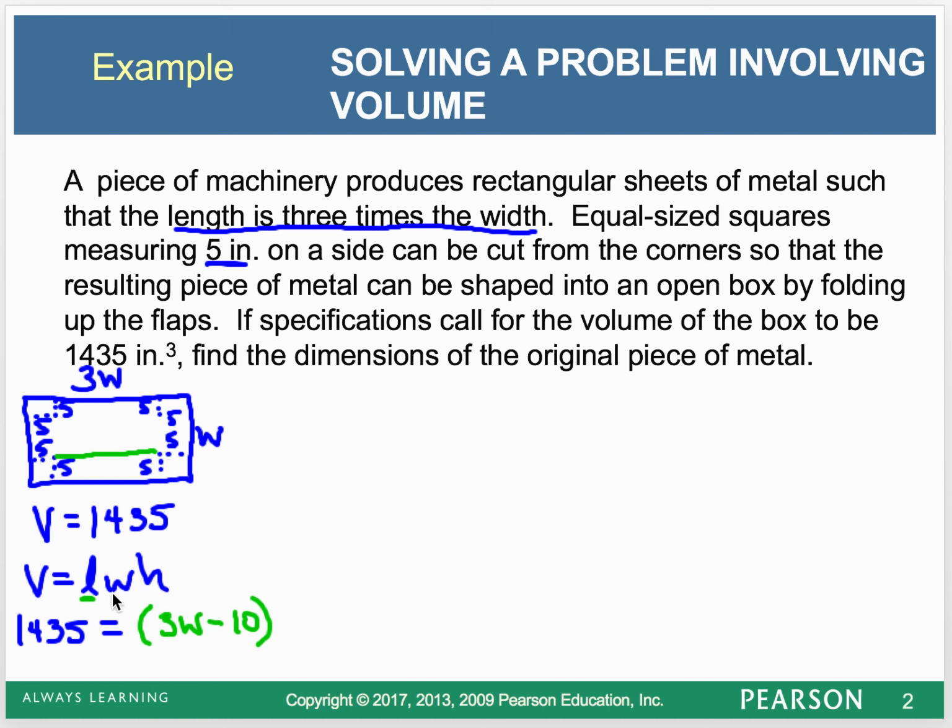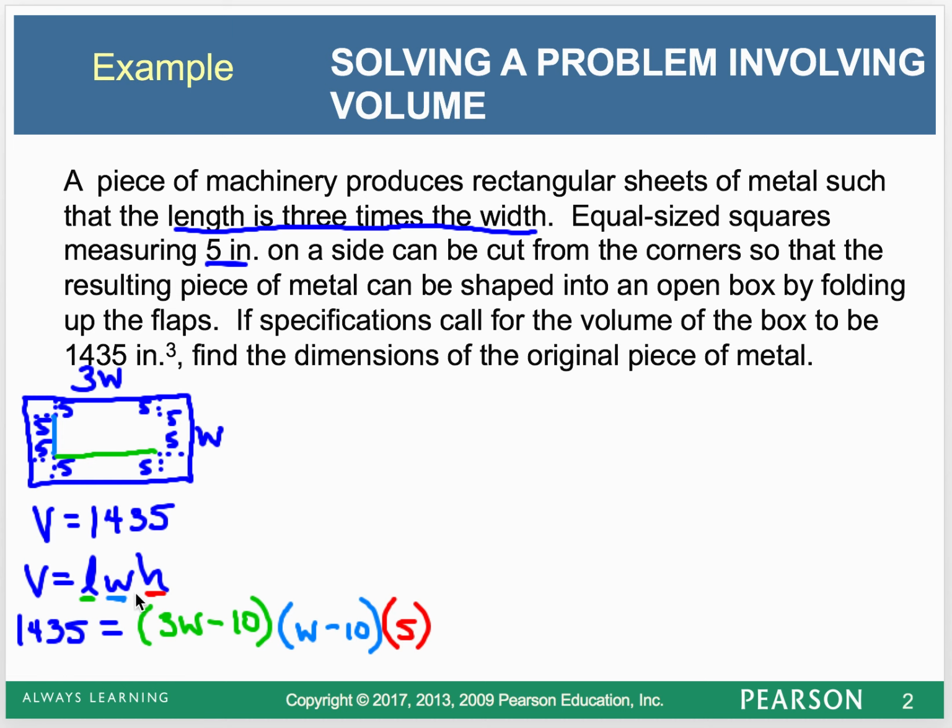Now the width of the box is only this piece because it's the width of the box, not the whole piece of metal. So the whole piece of metal is W, but if I take away 5 and 5 again, then I have W minus 10. Now the height of the box is this right here, the flap that folds up. So the height of the box is 5. There's our equation: volume equals length times width times height of the box.